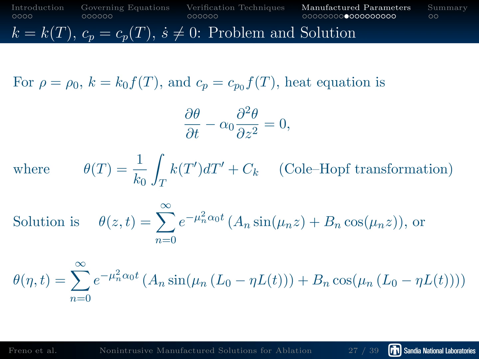Now we consider a more realistic case where the thermal conductivity and specific heat capacity vary with respect to temperature. We employ a Cole-Hopf transformation which introduces a new variable theta such that the heat equation can be expressed as a constant coefficient heat equation. The general solution is a sum of sinusoidal functions weighted by time-varying coefficients. However, because the arguments of the sinusoidal functions vary in time, separation of variables is not possible this time.